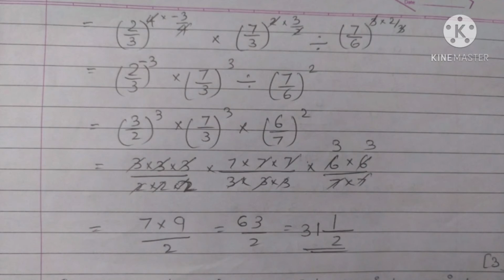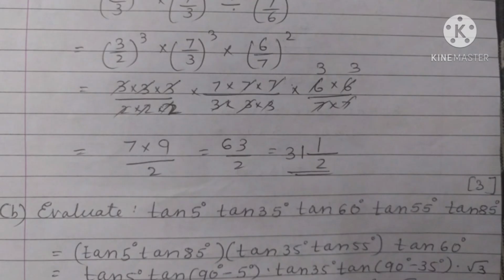So 16 and 81, they are the 4 power of 2 and 3. So (2 by 3) power 4 multiplying 3, minus 3 by 4 multiply (7 by 3) whole square multiply 3 by 2, divided by (7 by 6) cube multiply 2 by 3. So the power cancellation has been done and (2 by 3) power minus 3 multiply (7 by 3) cube divided by (7 by 6) square left.